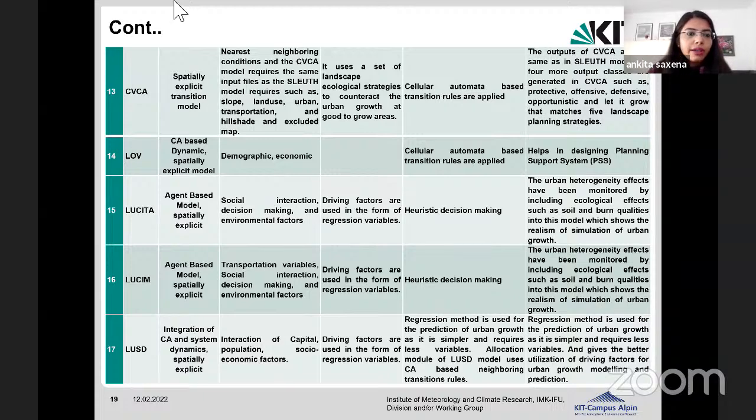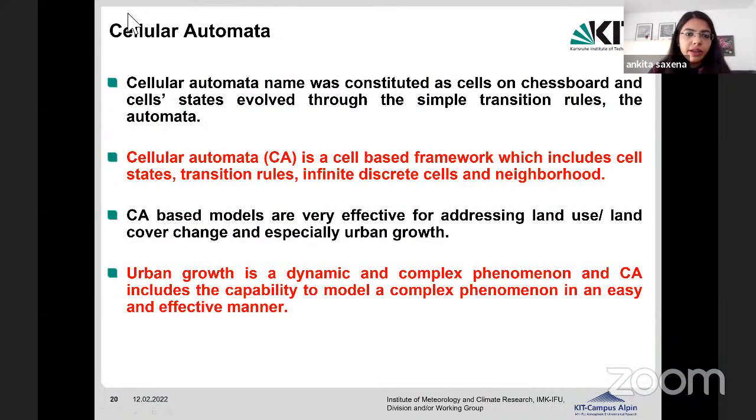So I have briefly discussed different approaches. One of them is cellular automata, which is very famous because complex things can be easily incorporated into it. Cellular automata, as the name suggests, is a cellular structure.